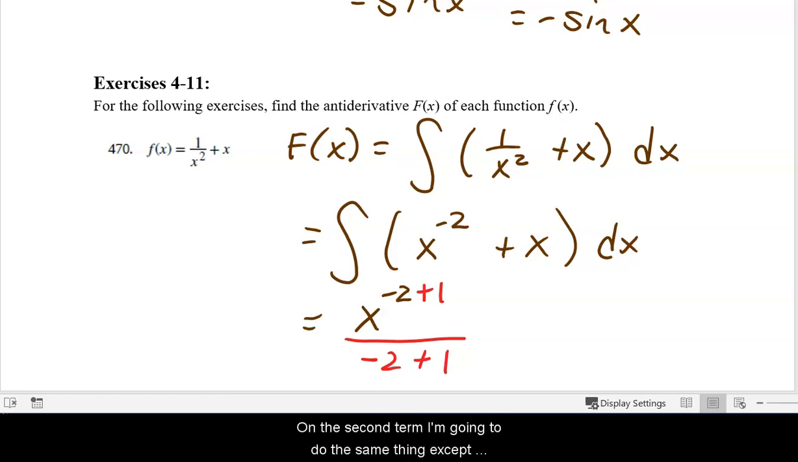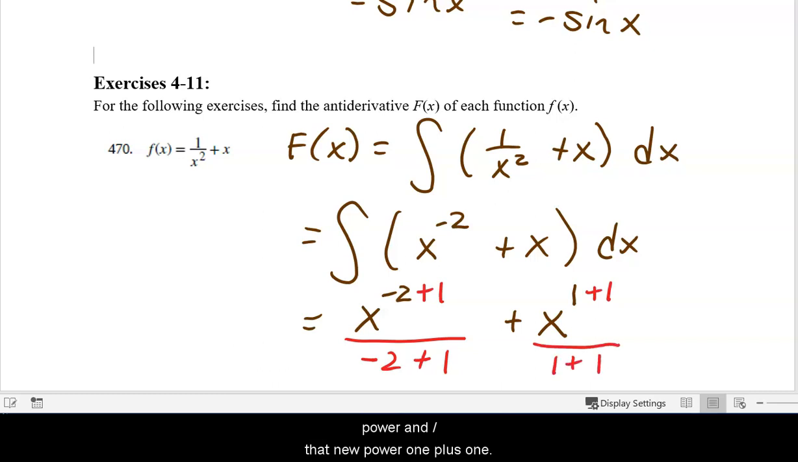On the second term, I'm going to do the same thing, except that my power was not originally written. It's still there, though. It is a 1. I still need to add 1 to the power and divide by that new power, 1 plus 1. Because I'm finding an antiderivative family of functions, don't forget that it is required that you put plus C. This is worth a lot of points. It is a major concept in calculus, and I will be a stickler to make sure you put it on there.